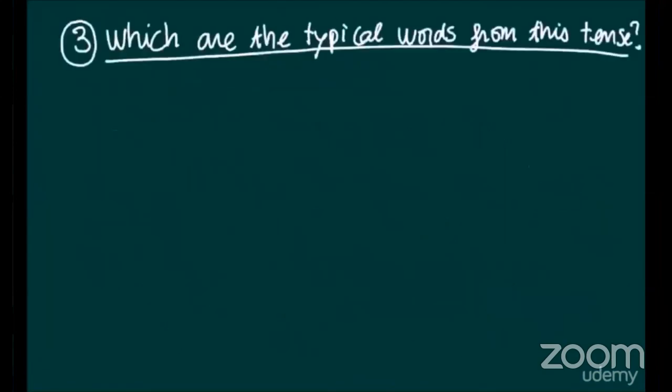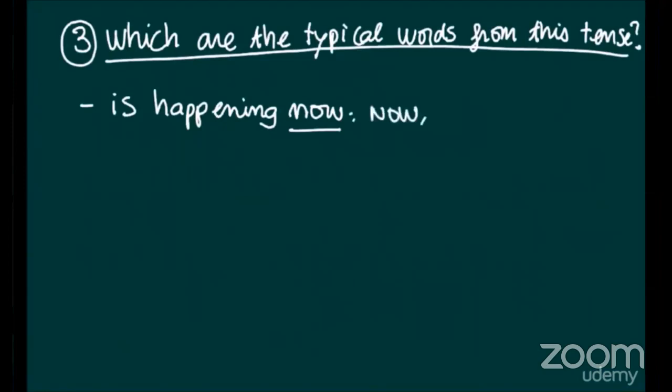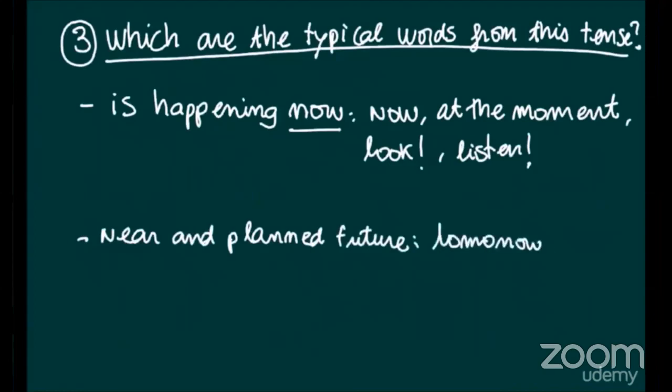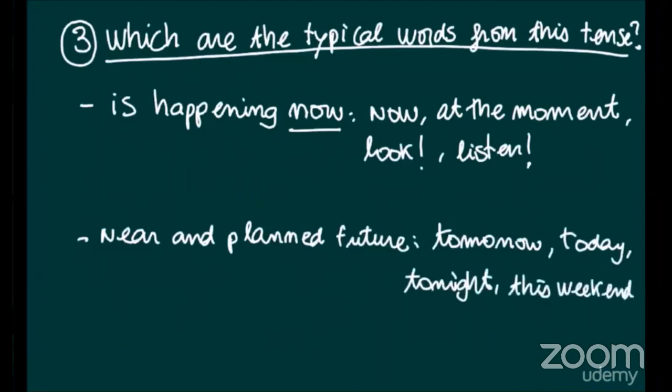Number 3. Which are the typical words for this verb tense? If we use the present continuous to talk about something that is happening now, the typical words are the words that tell us that something is happening now, like now, at the moment, or look, listen. If we use the present continuous to talk about the near and planned future, then the typical words are tomorrow, today, tonight, this weekend.